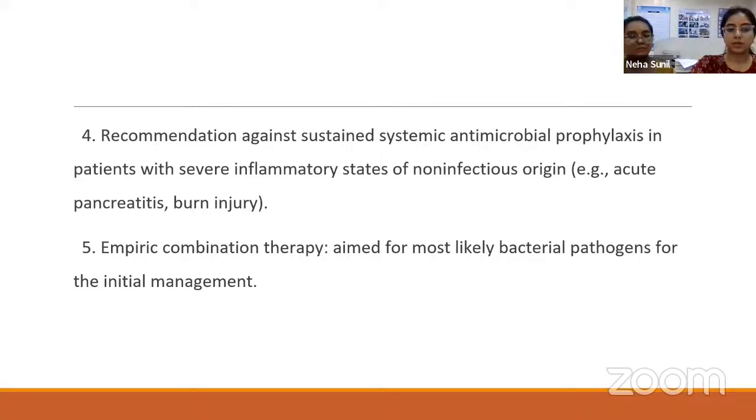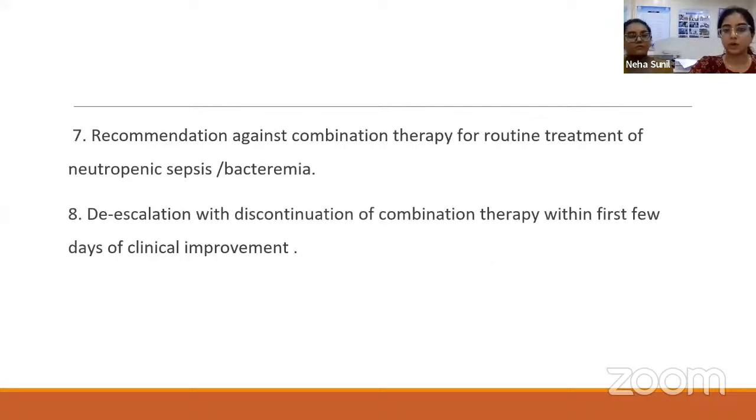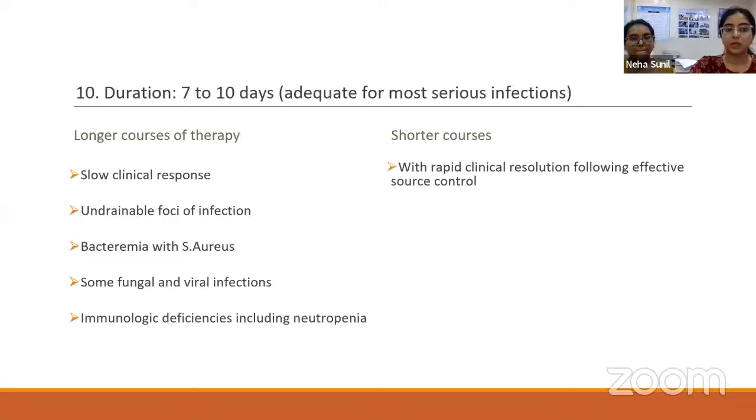Coming to empiric combination therapy, it is aimed at the most likely bacterial pathogen for the initial management, based on the demography and the patient's symptoms, the location of the infection and the severity. Recommendation against combination therapy for routine treatment of neutropenic sepsis or bacteremia. De-escalation with discontinuation of combination therapy within the first few days of clinical improvement.